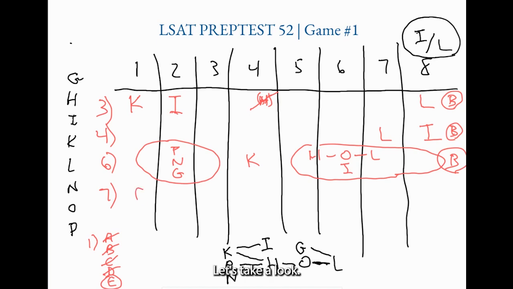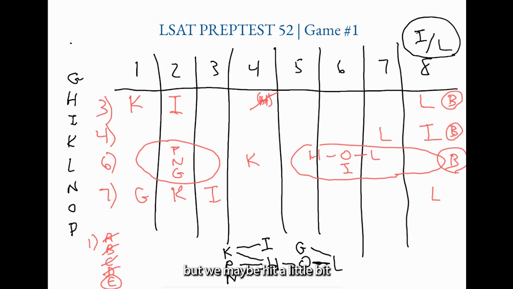Let's take a look. If we do as they say and put G first and I third, we'll know that K is before I, as we've seen before, so that must go second. Our 8th position will tell us that L must be last, since I is not.